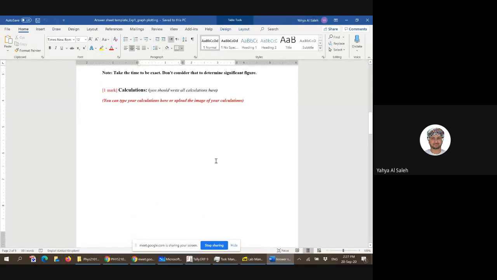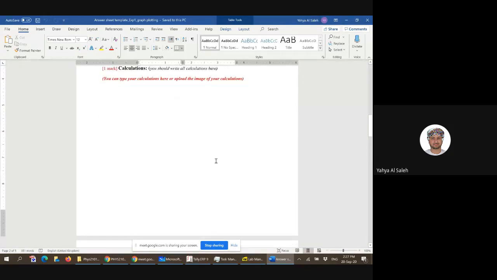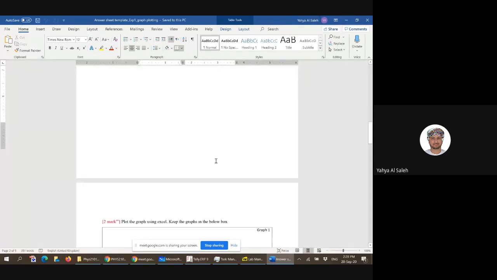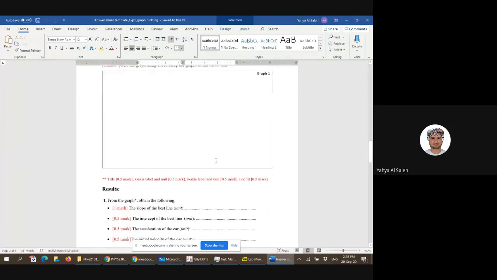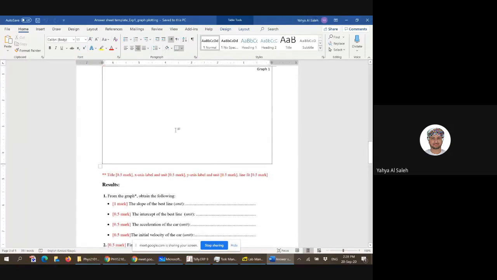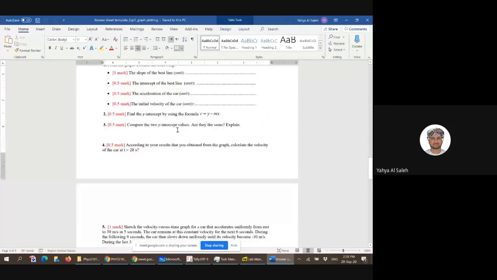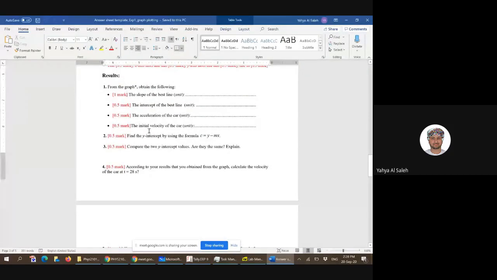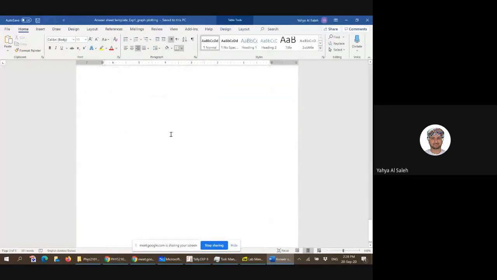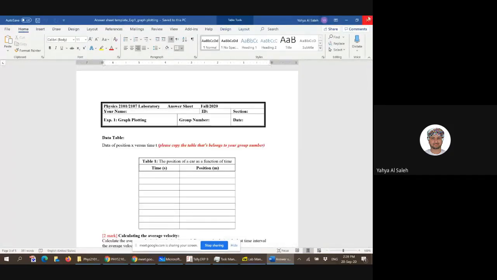Some calculations you can do on paper, take a photo and attach the photo here. You plot a graph. We'll go over graph plotting in a second. And you write your results here. And then you submit it. I'll show you how submission is done in a little bit.